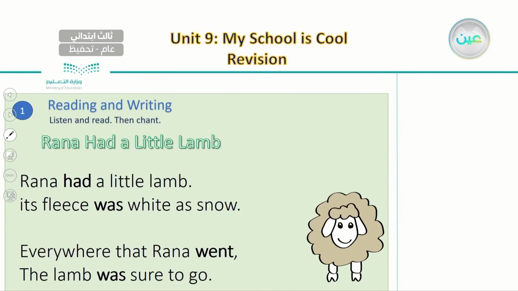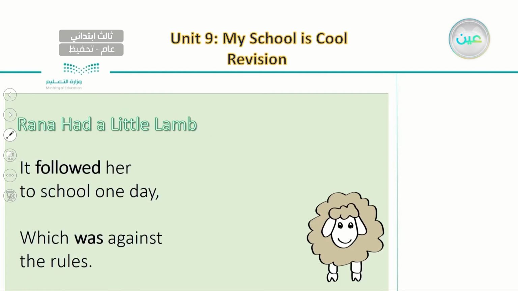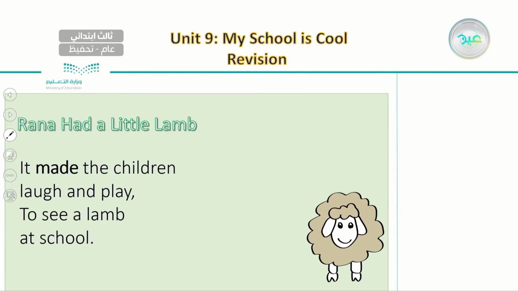Rana had a little lamb. Rana had a little lamb. Its fleece was white as snow. Everywhere that Rana went, the lamb was sure to go. It followed her to school one day, which was against the rules. It made the children laugh and play to see a lamb at school.